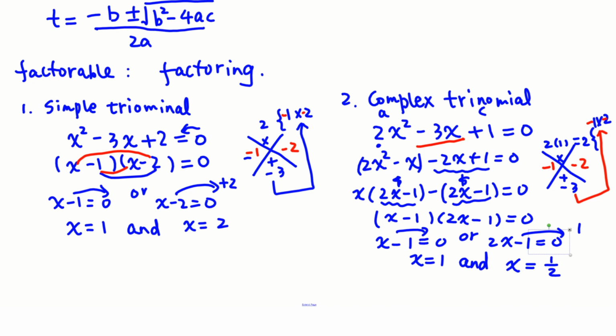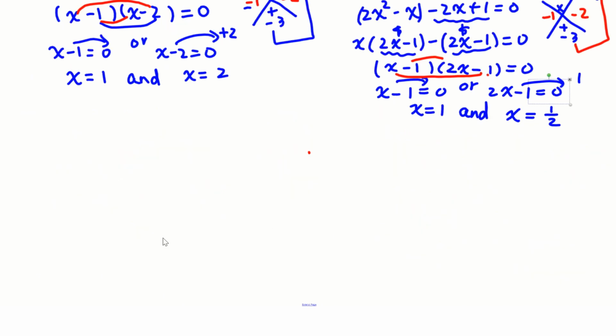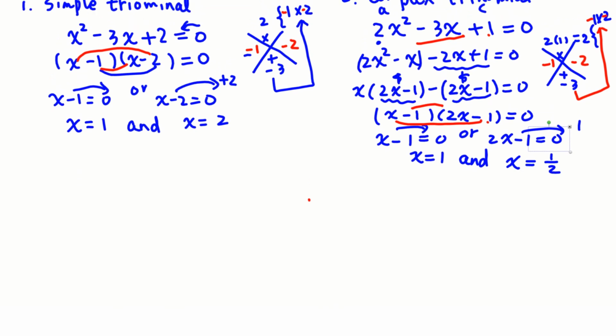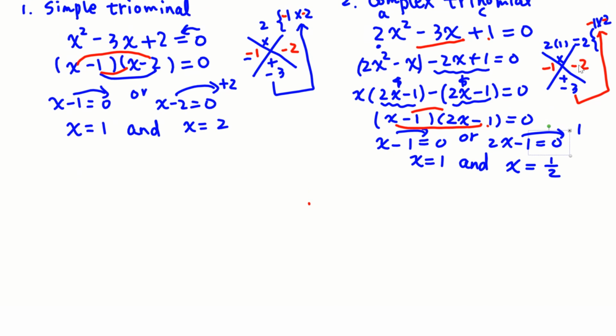And also from here, we could double check: x times 2x gives you 2x squared, the first term. Negative 1 times negative 1 is positive 1, which gives you the last term. The middle, negative 2x minus x, gives you negative 3x. And also for the complex trinomial, you could use the box method. So I will show you the box method to do the factoring.